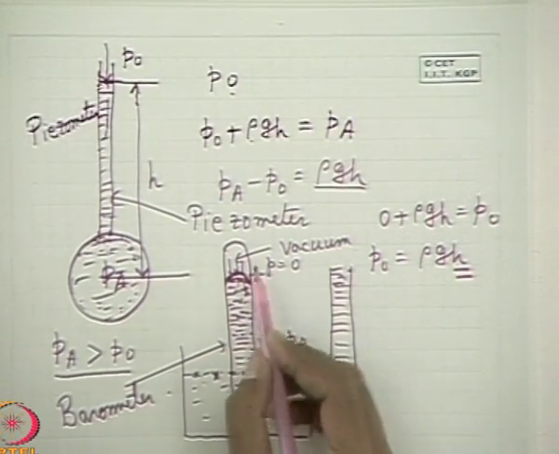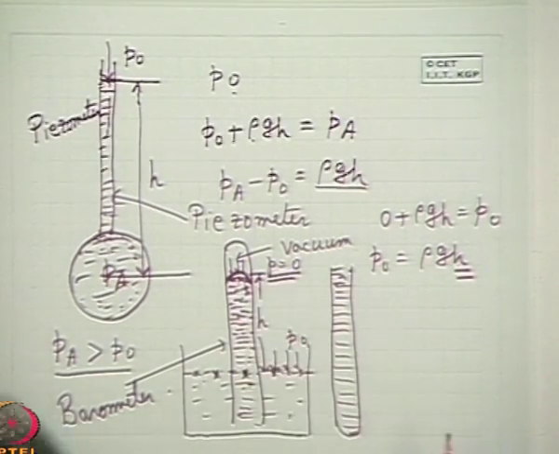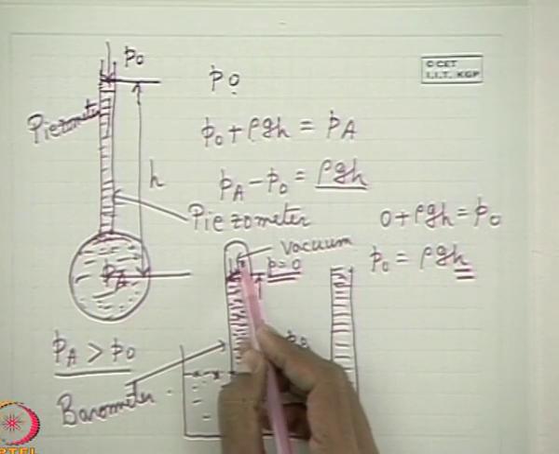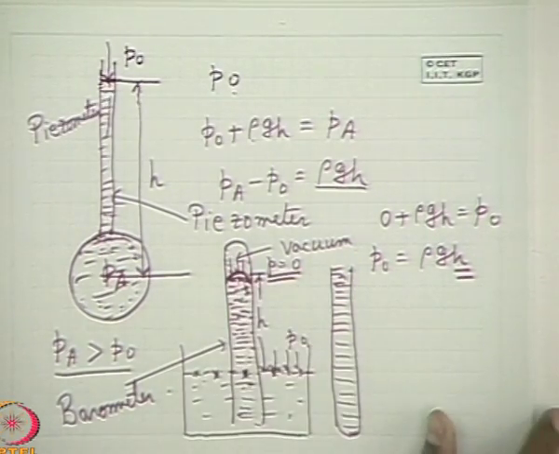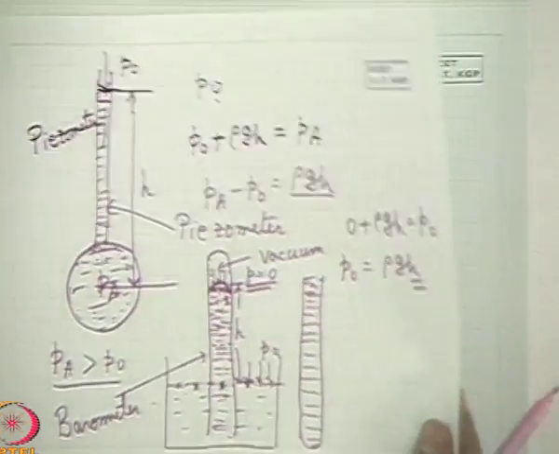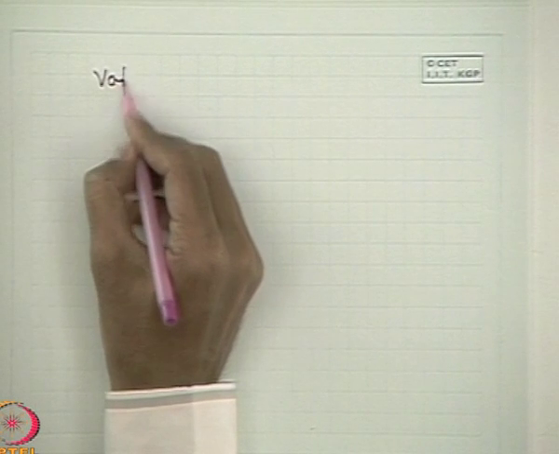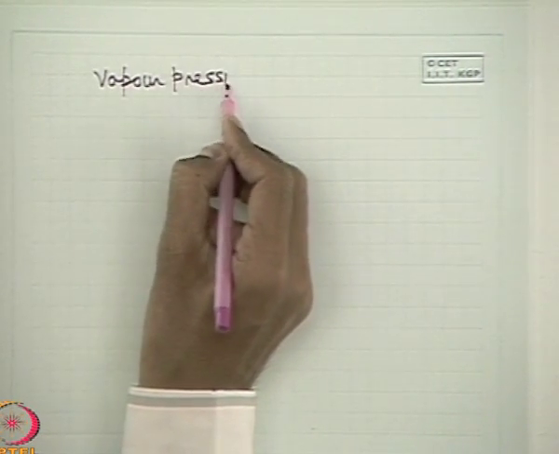Now what happens? Exactly this gap is not completely vacuum, or P is not equal to 0. Because of the evaporation of the liquid from the surface, a pressure is generated in this gap. On this occasion, I would like to say a few words about this. This is known as vapor pressure. You must know what vapor pressure is. To explain this, I can explain it right here itself.